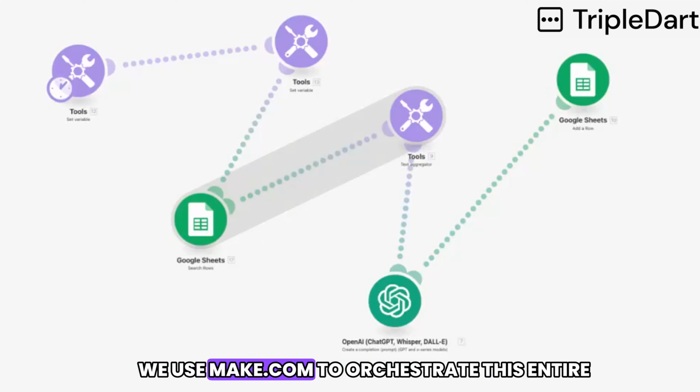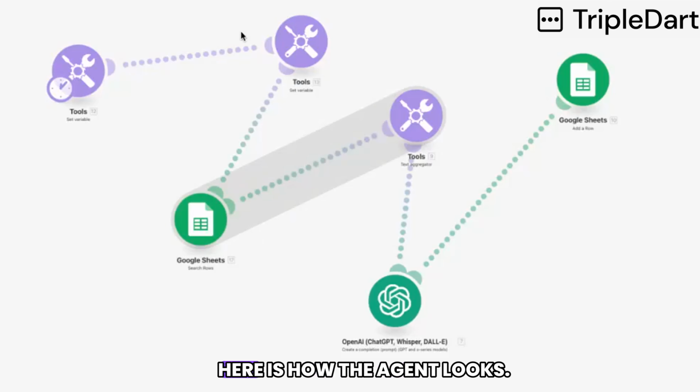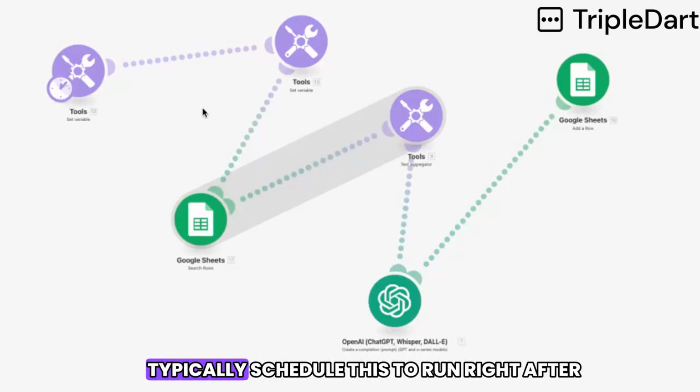We use make.com to orchestrate this entire workflow. Here is how the agent looks. We typically schedule this to run right after our performance monitoring agent finishes, usually Monday afternoons. The scenario uses Google Sheets Search Rows module to pull campaign performance data automatically.